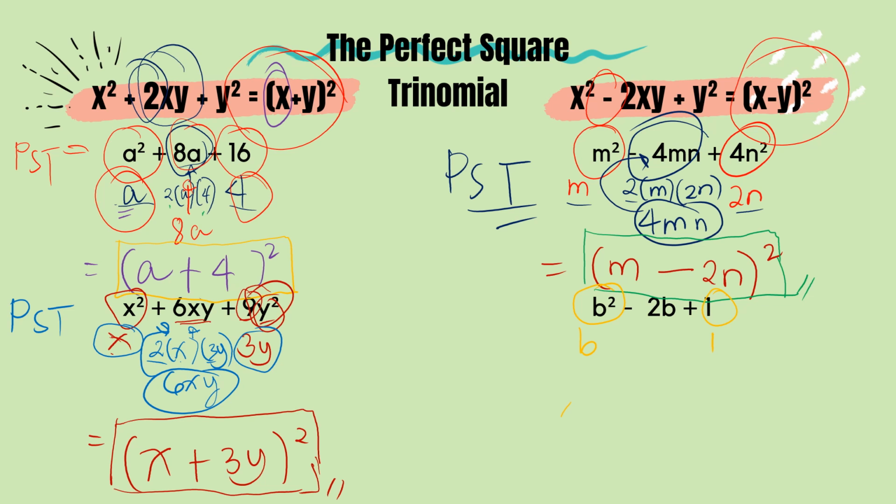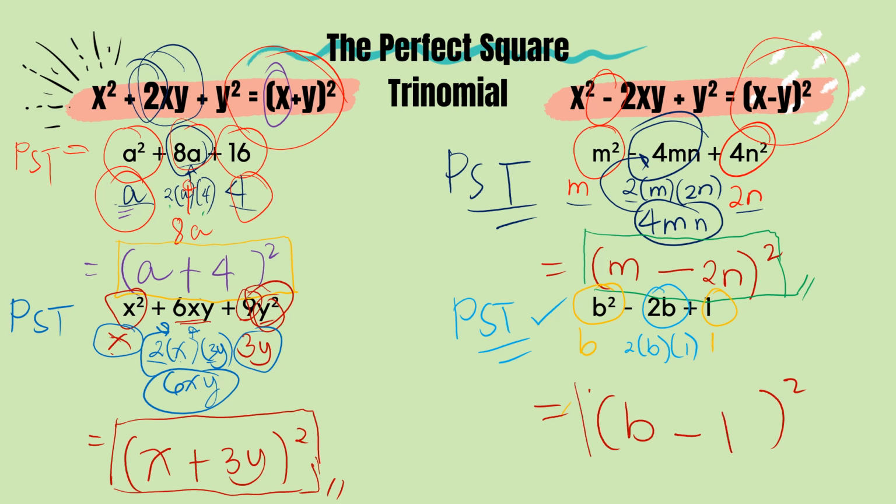Okay, so tingnan natin if it will satisfy the middle term. So we have 2 times b times 1. So obviously, no? 2 times 1 is 2 times b, that will be 2b. So check, this is very check. This is a perfect square trinomial. So we can now factor it as the square of b minus 1. Okay? So, that will be our final answer. See? Diba? Hindi naman siya ganon kakomplikado.